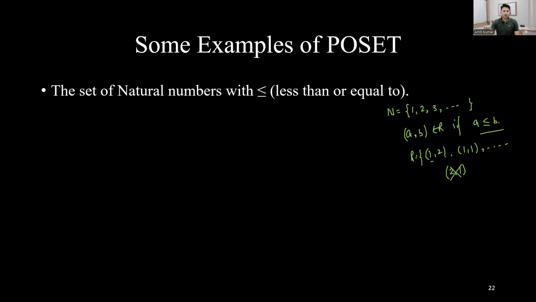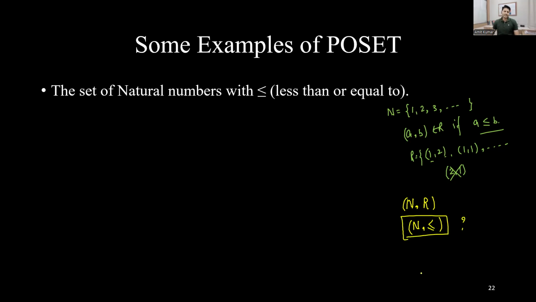So (2, 1) will not be in this relation because it does not satisfy the condition. So this is what we are supposed to check: whether this is a poset or not. That means we are supposed to check whether the set of natural numbers with this operation is a poset or not.